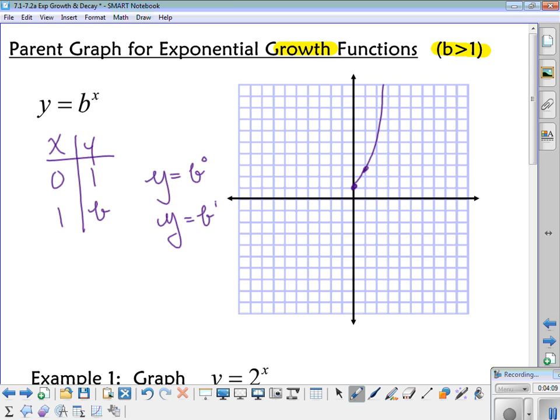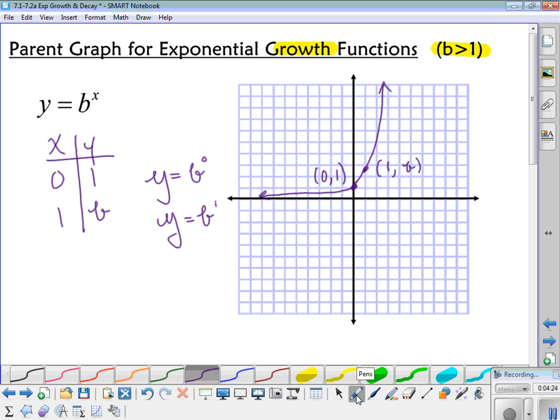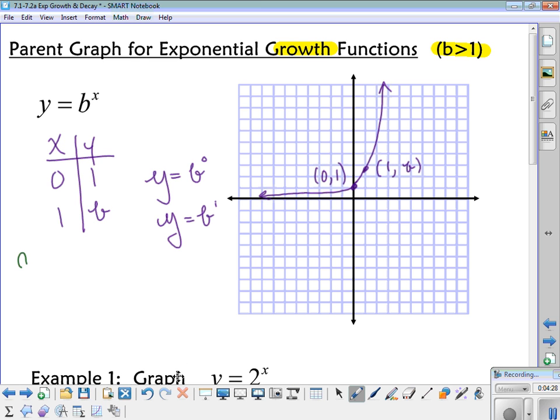And the graph, as it goes to negative infinity, is going to be approaching 0. It just never quite gets there. So let's see here, we've got the point (1, b) on the graph, and the point (0, 1) is on the graph. So that means I have an asymptote because it's never quite getting to 0. The asymptote for this one is the x-axis, or the line y equals 0.